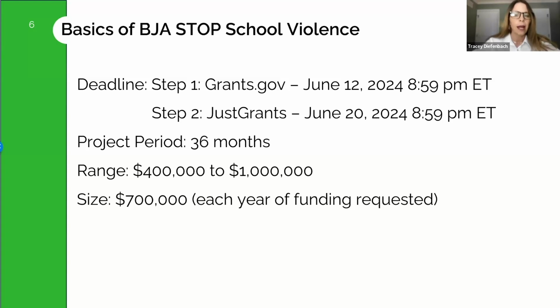It's highly recommended that applicants complete the application package in Just Grants well in advance of the deadline. OJP recommends at least 48 hours prior to the Just Grants deadline. As best practice, we like to set internal deadlines 7 days prior to the federal application deadline.